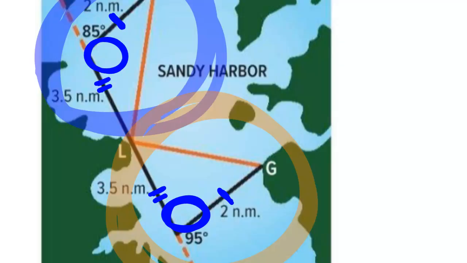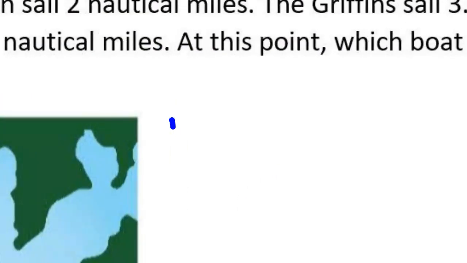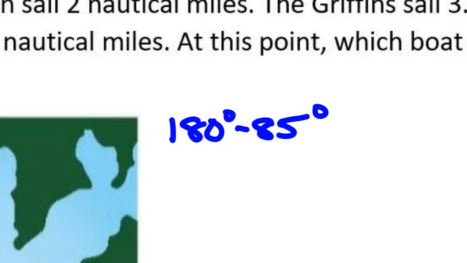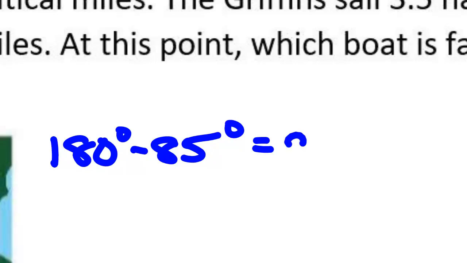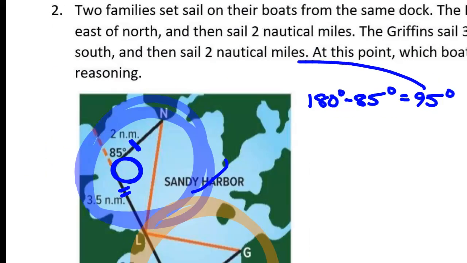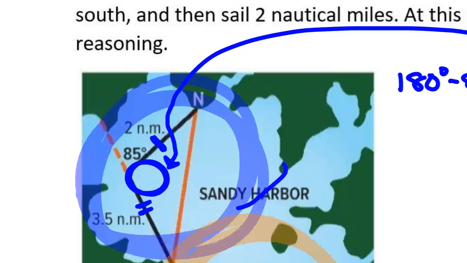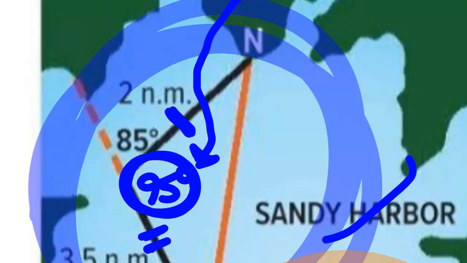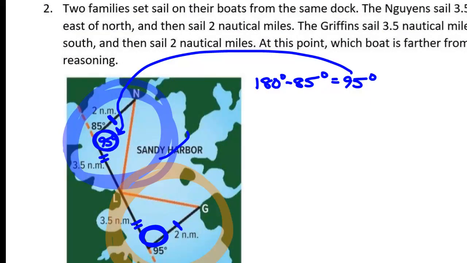What do we call this pair right here? Linear pair. So let's figure out how big that angle is. Linear pairs add to 180. So I'm going to do 180 minus 85. What is 180 minus 85? 95, thank you. So we're going to put 95 degrees here. And we said that this was the Ngayans.